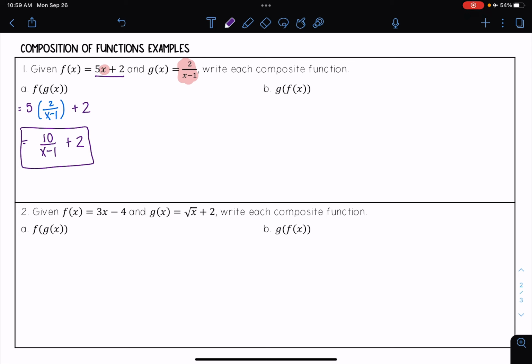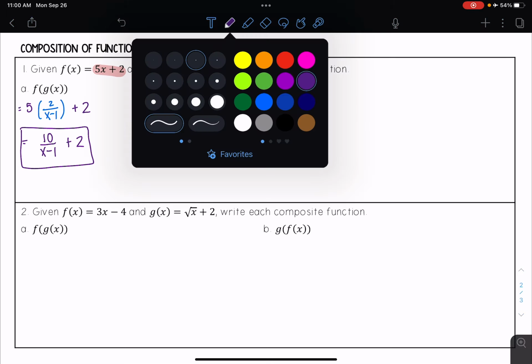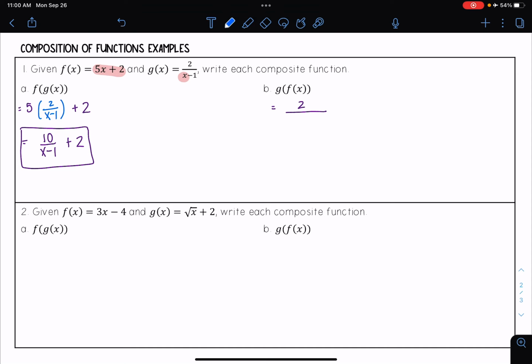Now let's look at the reverse of that. Now I want to find g of f of x. So now I'm starting with g of x, and I want to replace its x with f of x, which is 5x plus 2. So when I do that, I get 2 over, instead of x, I'm replacing that with 5x plus 2, minus 1. And when I simplify that, I get 2 over 5x plus 1.